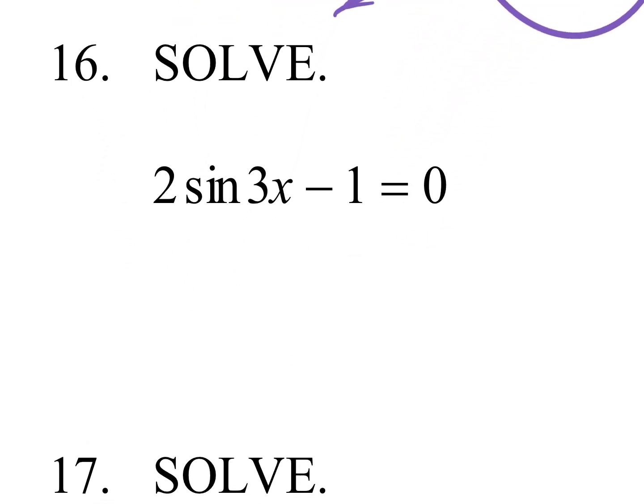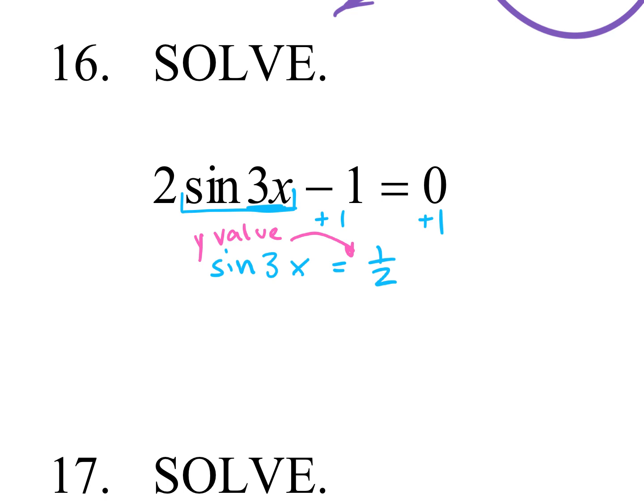16, again, we're doing the same thing. We need to get our trig function by itself. We are going to save that 3x for last. So I'm going to move everything to the other side. I'm going to add 1 and divide by 2. So sine of 3x is equal to 1/2. Sine tells me that I have to look at y values. So I need to see where my y value is 1/2. So I have 3x is equal to pi over 6.